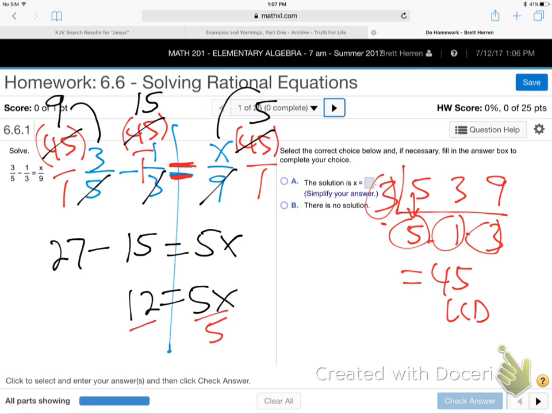Just divide by the 5. Boom. Done. 12/5. Much easier, right? Much less mess because the fractions go away after the first step. This will be a much easier section.